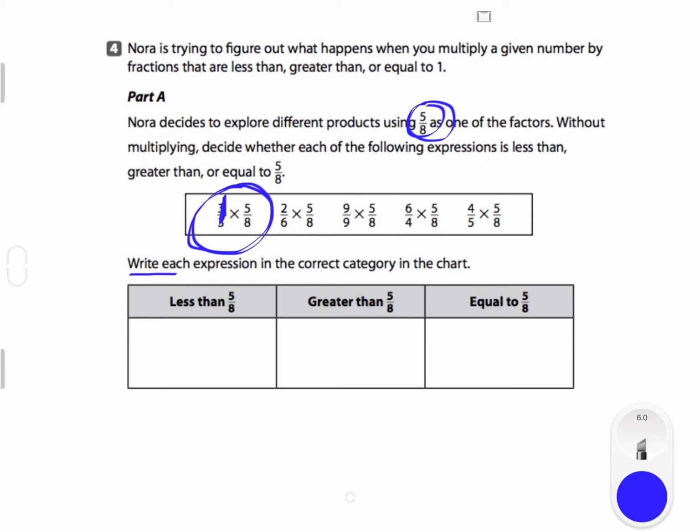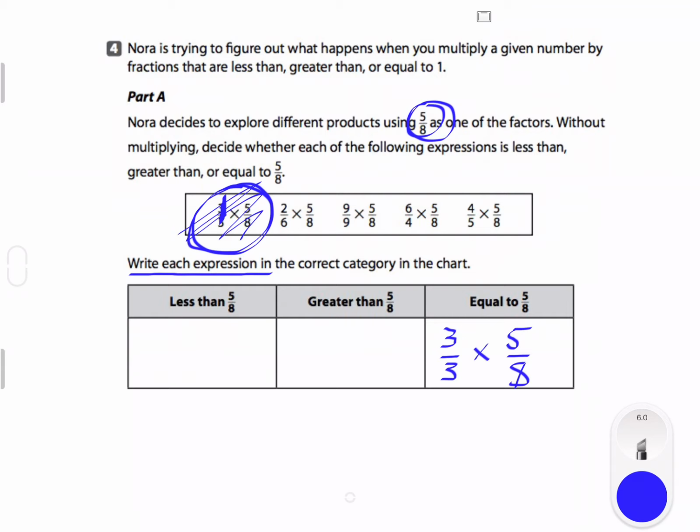You are asked to write each expression in the correct category in the chart. So we have to write this expression. That's going to be 3/3 times 5/8. We have evaluated that and found out that it should be equal to 5/8. That one's totally done. We don't have to think about it again. And we have 4 more to do.